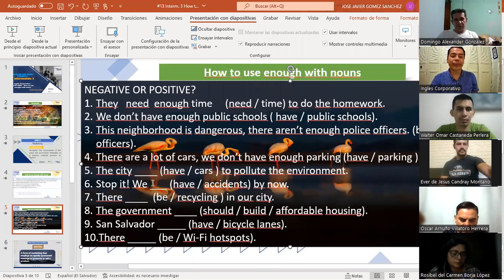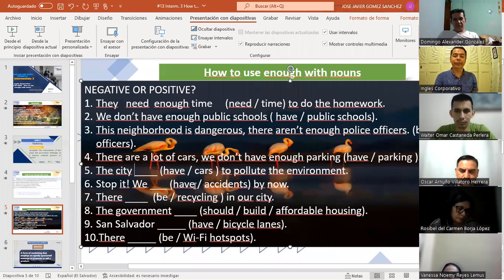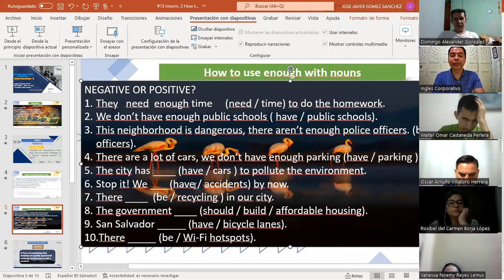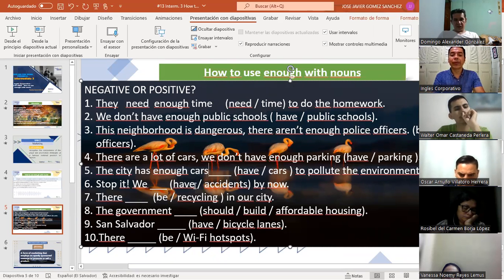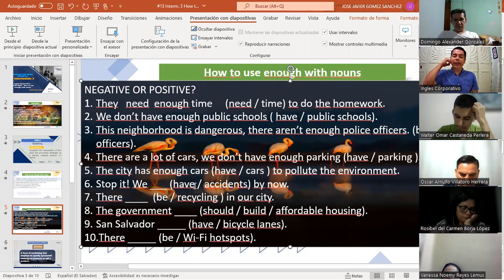Number five, please. Carla Vanessa. The city have enough cars. Wait, Carla Vanessa, have or has? Has. The city has enough cars to pollute, right? Grammatically it's positive, but the meaning is negative, because cars are destroying the environment. It's not something good, of course. But grammatically it's positive, right, Carla Vanessa? Do you agree? Yes. Okay, thank you, good participation.